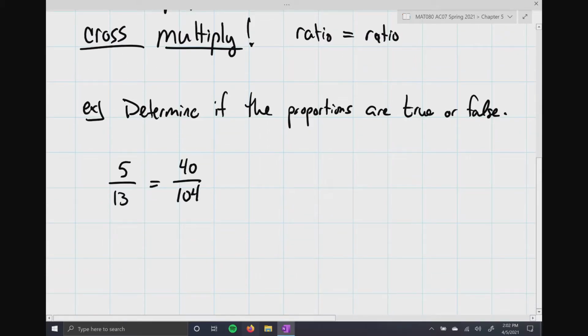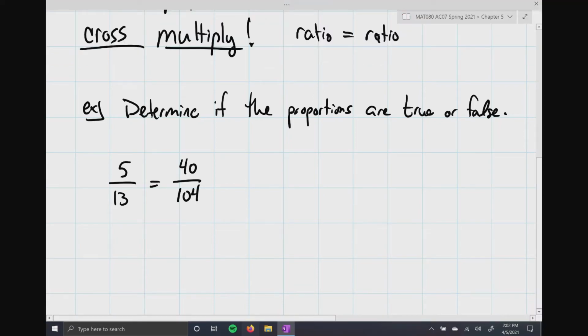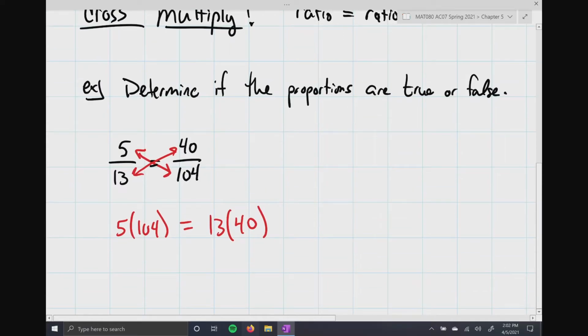All right, so here we go. Determine if this proportion is true or false. How do we do that? We cross multiply. So let me show you how that works. Cross multiply is you are going to literally make like a cross, like an X, okay? And you multiply the opposite corners. So I'm going to take 5 times 104 and set that equal to 13 times 40.